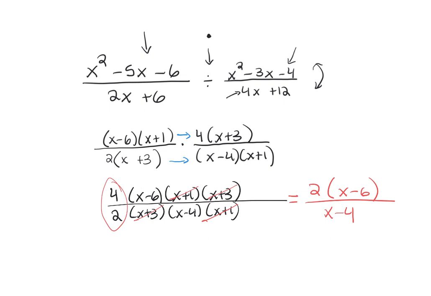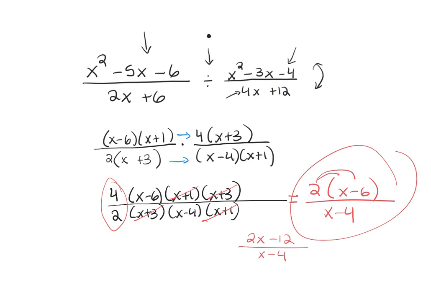Nothing else cancels. You could leave your answer like this. You can also redistribute the 2 in. So you'll have 2x minus 12 over x minus 4. Either one.